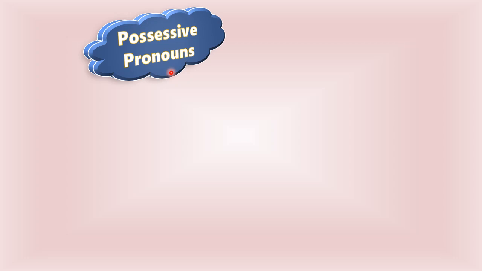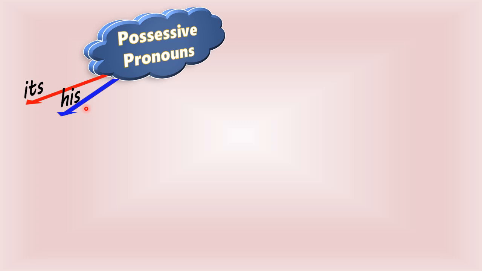So now let's see what the possessive pronouns are. What are the words that we use as possessive pronouns? Now see the possessive pronoun forms. The first, its, we use for animals and non-living things. Second, his, we use for boys. His is used for he, the third person singular pronoun.